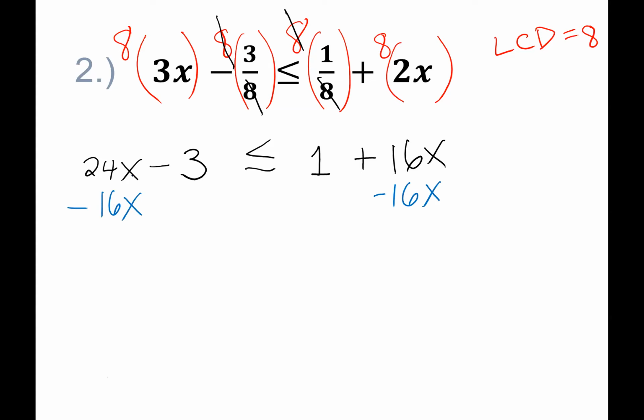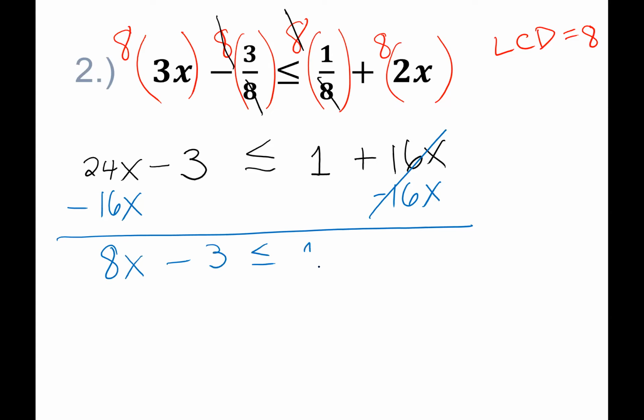So here we are, 24x minus 3 is less than or equal to 1 plus 16x. What I'm choosing to do is subtract 16x on both sides. So the 16x minus 16x cancels out. On the left side, now we have 24x minus 16x. So we have 8x minus 3 is less than or equal to 1.